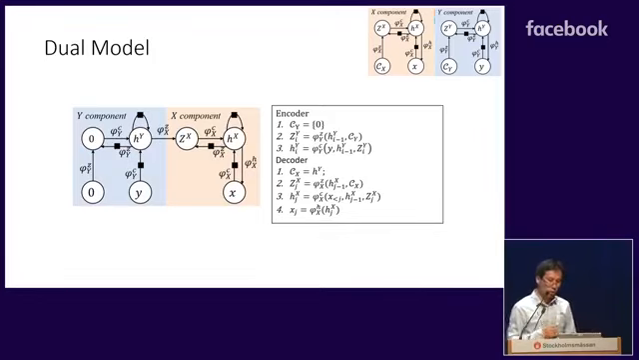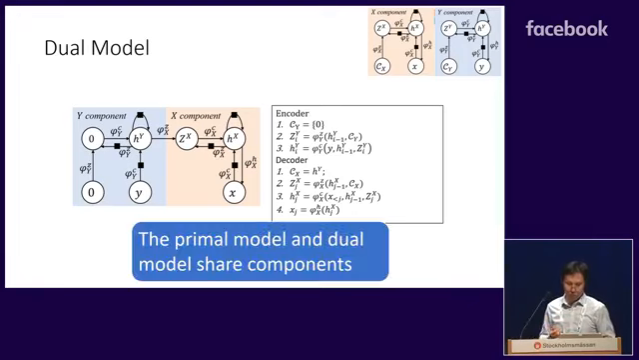Similarly, we can use the two components to compose the dual model, but in different order. Because the dual model is a translation from Y language to X language, the Y component will serve as the encoder. Here you can see CY and ZY will be empty or 0. And the X component will serve as a decoder, so it will take the hidden states generated from Y as input, and also the previously generated X words as input. This is the dual model. So you can see that the primal model and dual model share the same components, but in different order, so that we can achieve model compactness.